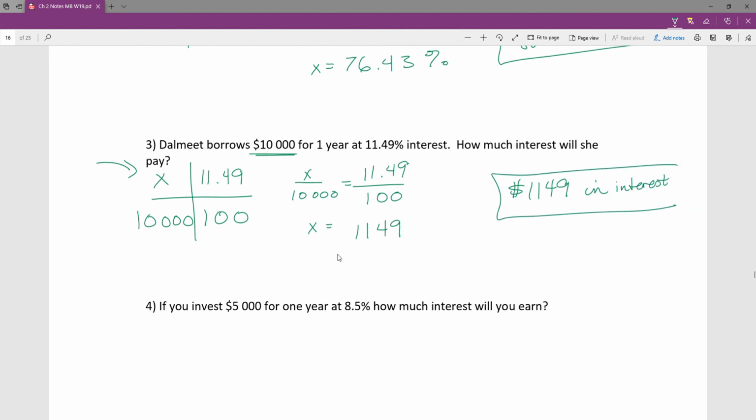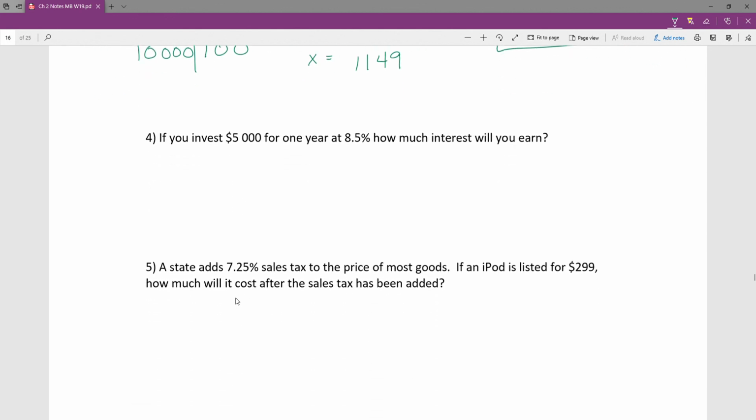And you might have known how to do that one intuitively, but again, we're trying to break these down into a process so that if you don't know the answer, you have a way to get there. So lucky you, you have $5,000. Fantastic. I don't know how you got the $5,000, but that's awesome. And you're going to invest it for 1 year at 8.5%. How much interest will you earn?